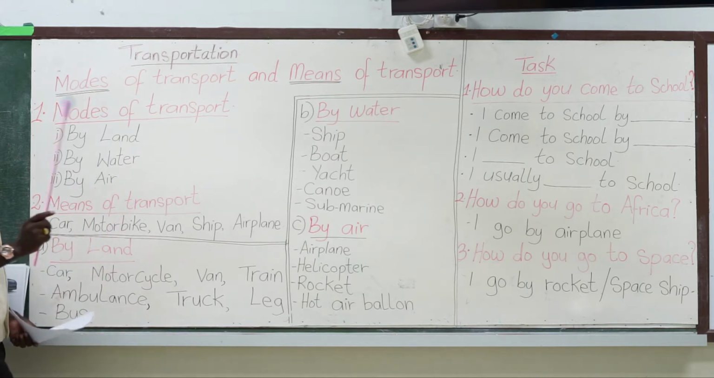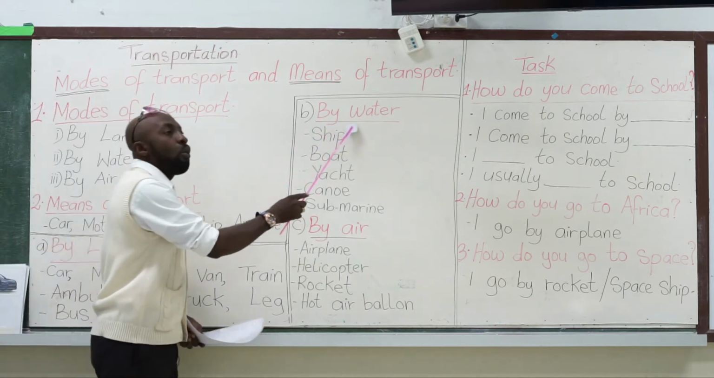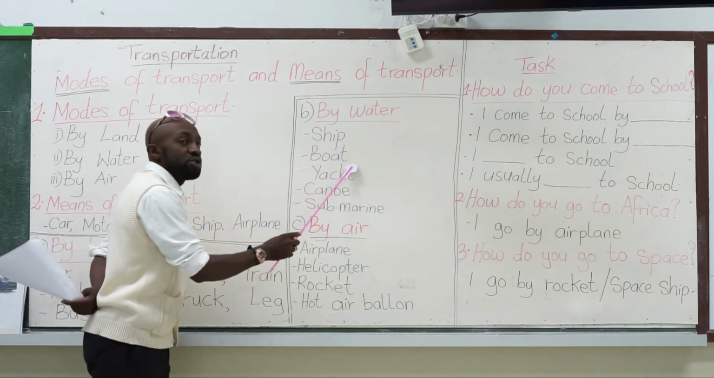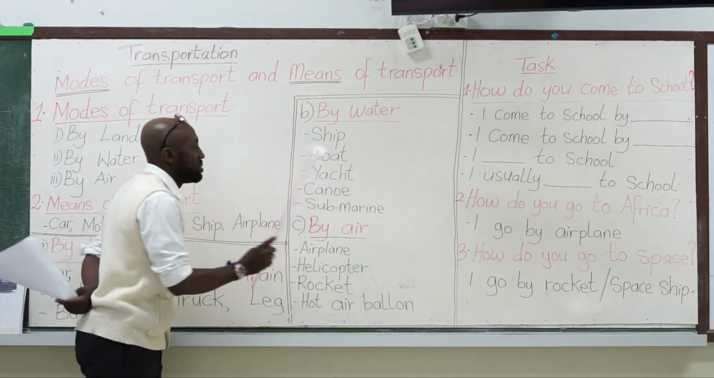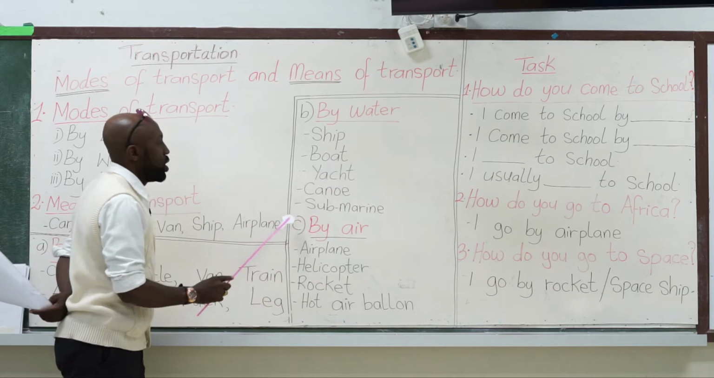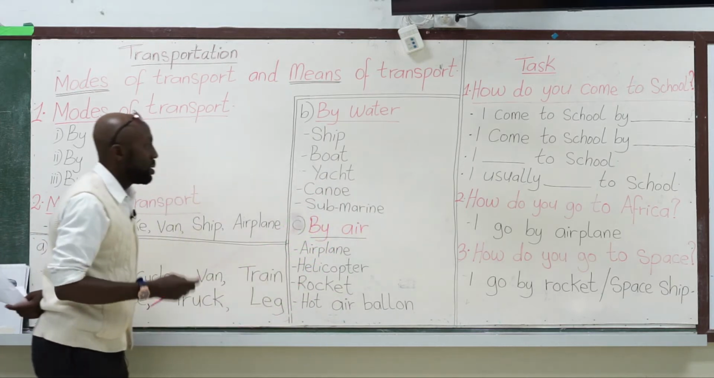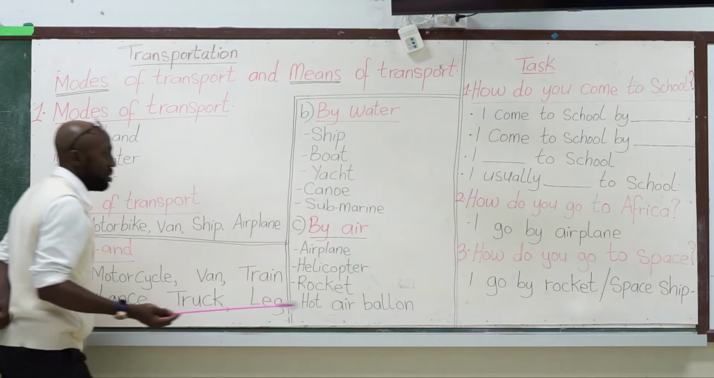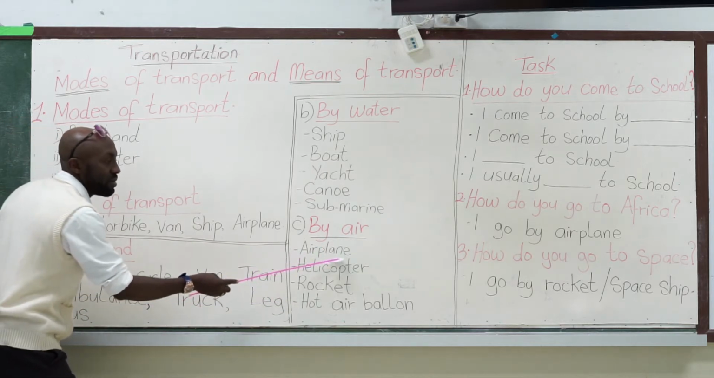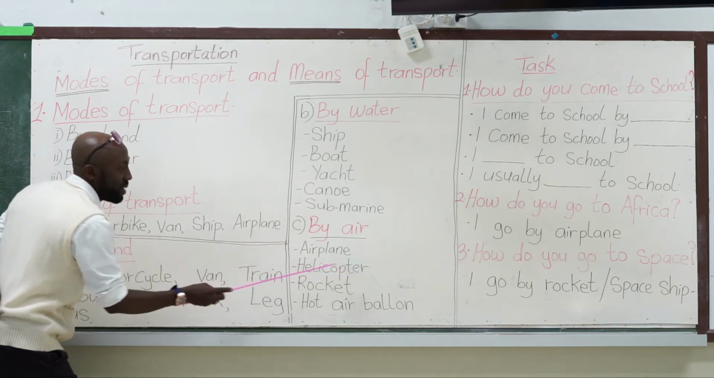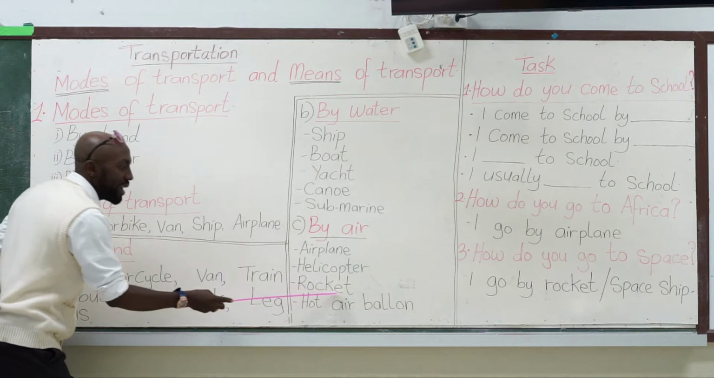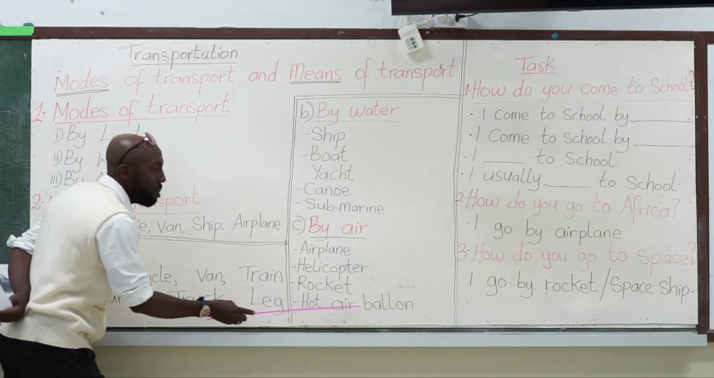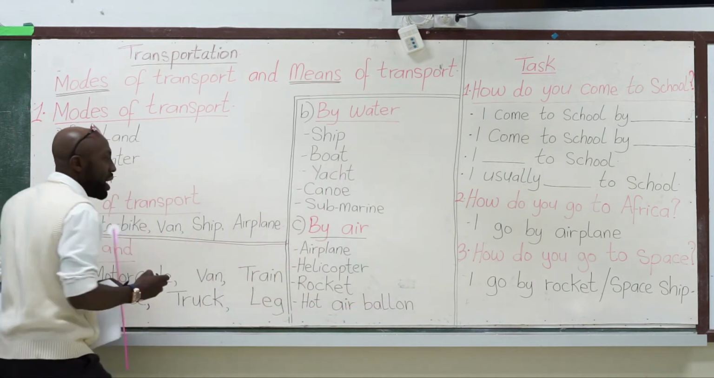Now, we go now to means of transport by water. So you have ship, boat, yacht, canoe, submarine. You have means of transport by air. Example, airplane, helicopter, rocket, hot air balloon.